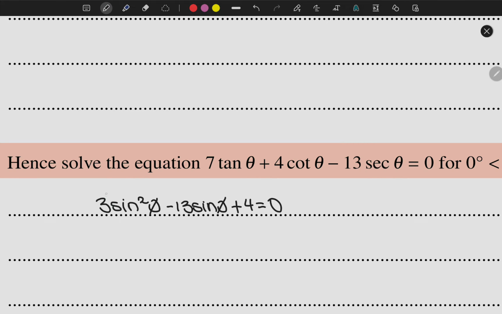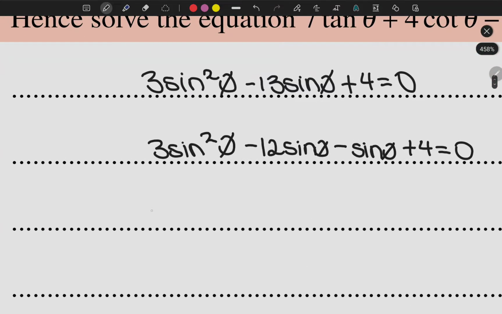And we can see 3 times 4 gives us 12, negative 12 and negative 1 will give us the middle term of negative 13. So we can rewrite this as 3 sine squared theta minus 12 sine theta minus sine theta plus 4 is equal to 0. Take out common factors. 3 sine theta is common, and then we get sine theta minus 4 and minus 1 on this other side.